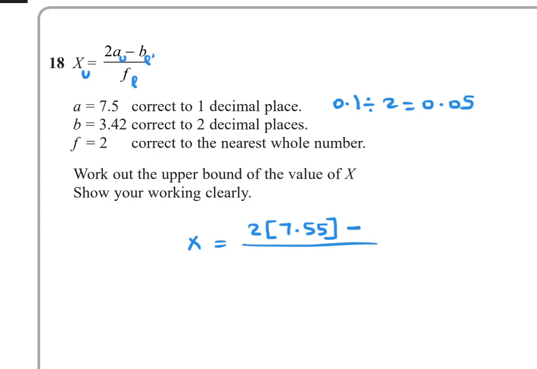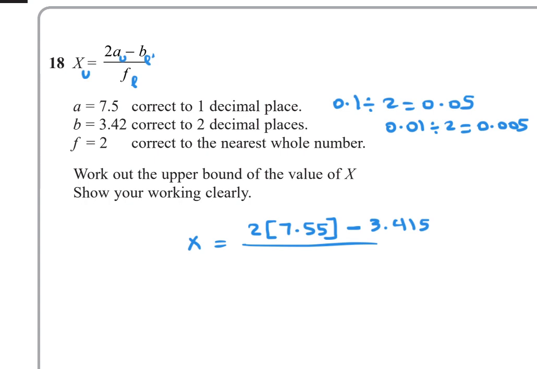Minus, we need b lower. b is 3.42 correct to two decimal places. So 0.01 divide by 2, so 0.005. I need lower, so subtract 3.42 minus 0.005, so 3.415.